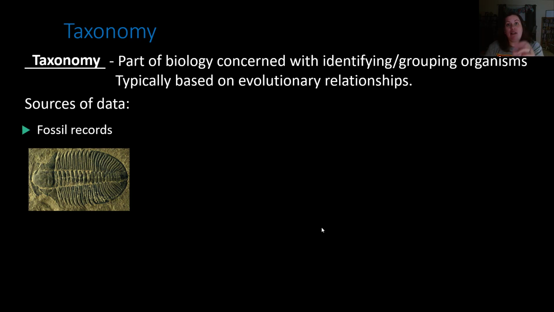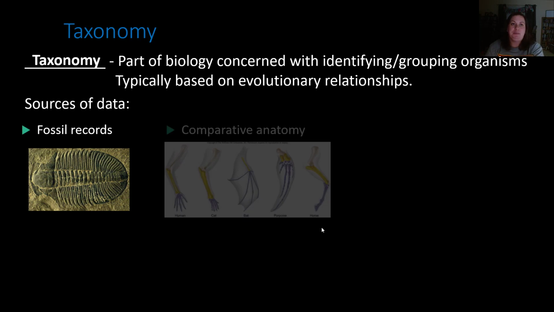Now, the fossil records do have quite a few holes in them because fossils are only left behind by the hard parts of an organism. And so there are going to be some pieces missing in that fossil record due to the soft tissues that a lot of organisms do have.